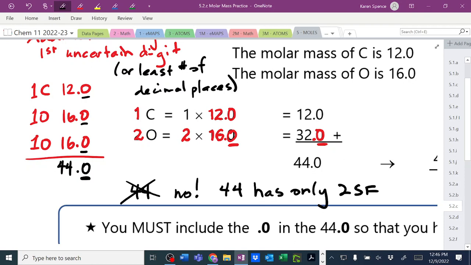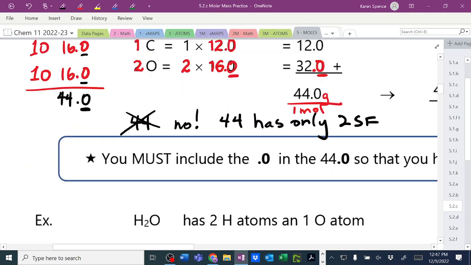What else have I forgotten here? Units. What is the unit for molar mass? Well, molar mass, it's actually in the name itself. Part of it is mass and part of it is moles. So it is the grams per mole. And doesn't that make a lovely conversion factor? Right? So that's grams per 1 mole. Alrighty?